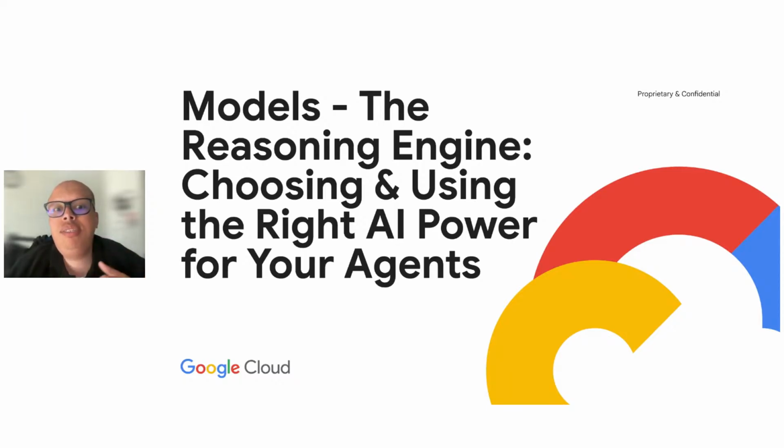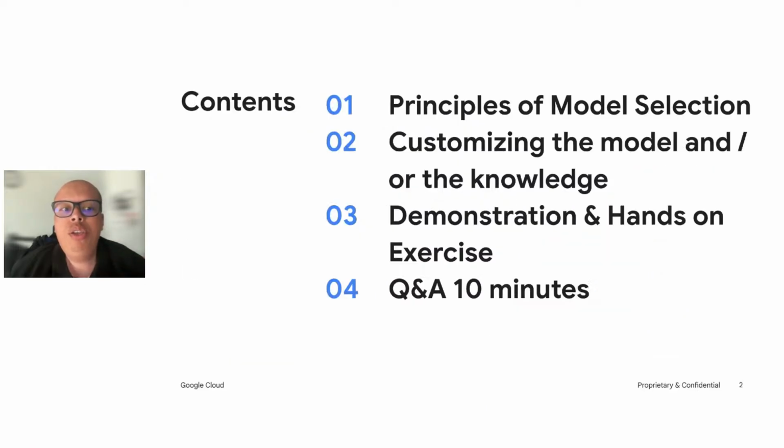So let's get started. This is the title of our presentation. Models are the reasoning engine, and we need to think strategically about choosing and using the right AI powerhorse in order to power your agentic solution. So this presentation will be addressing 3 points in addition to the Q&A sections at the end.